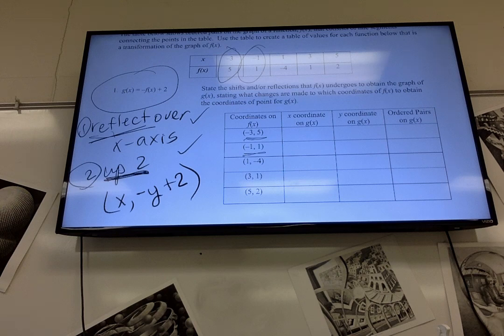So here, when it's asking us what is the x-coordinate, well, it doesn't change because x didn't change here. So x is still -3, -1, 1, 3, 5. It's just these x values here.